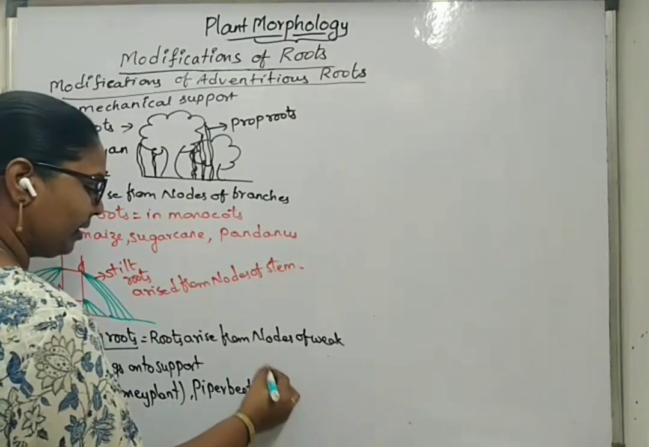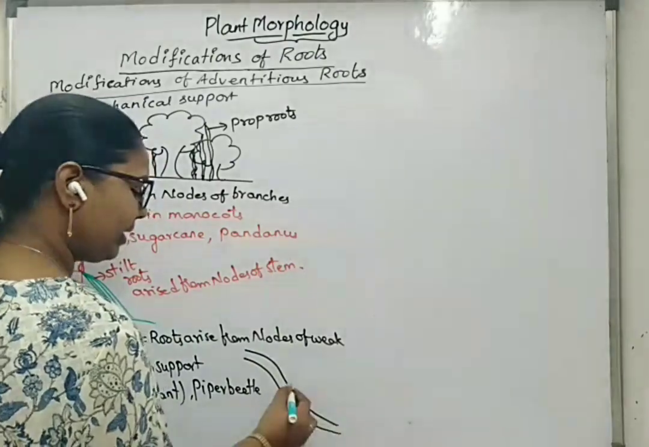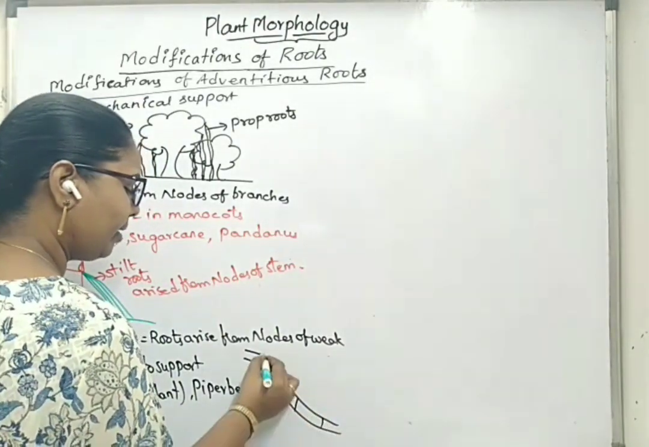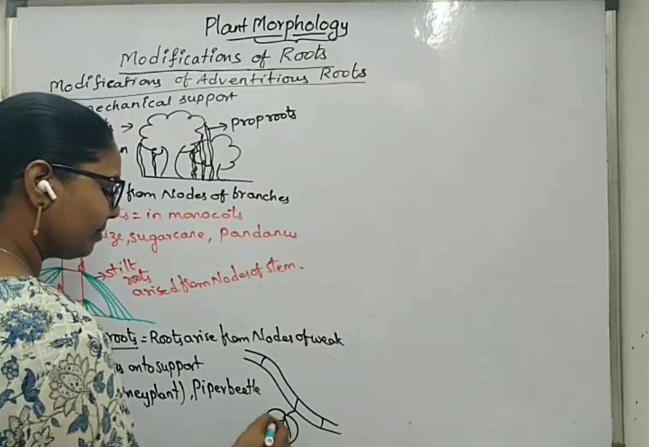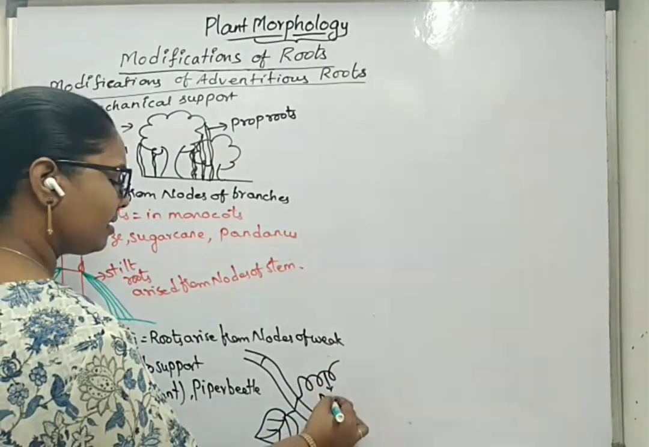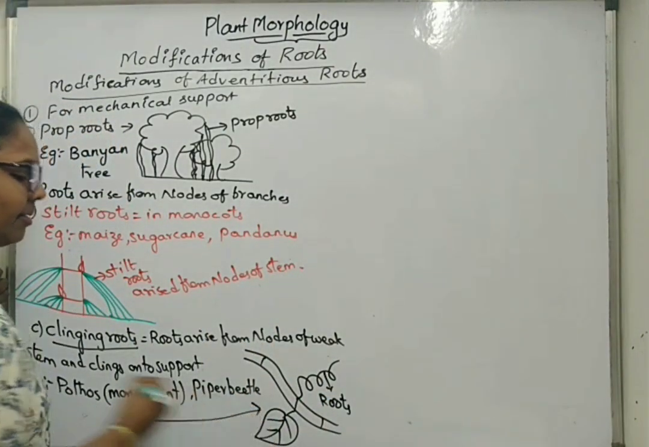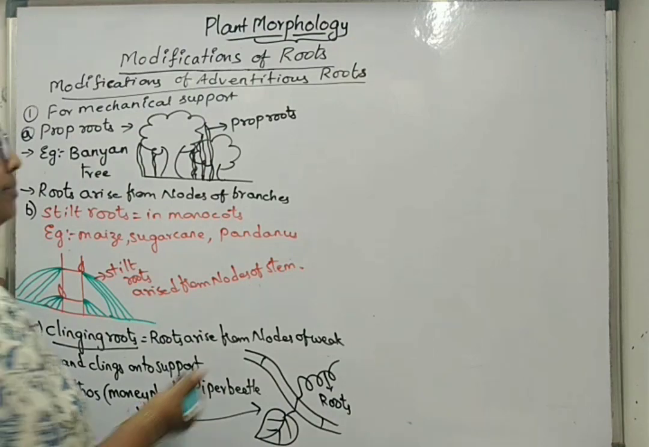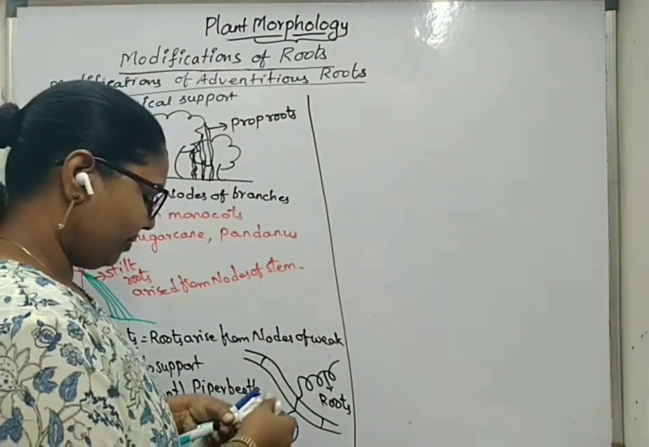Next, we'll draw that. If this is the stem of a money plant, we can see nodes and internodes. On one side the leaf arises, on the other side roots arise, clinging roots. In case of pothos, we can take that example. Other types of examples.